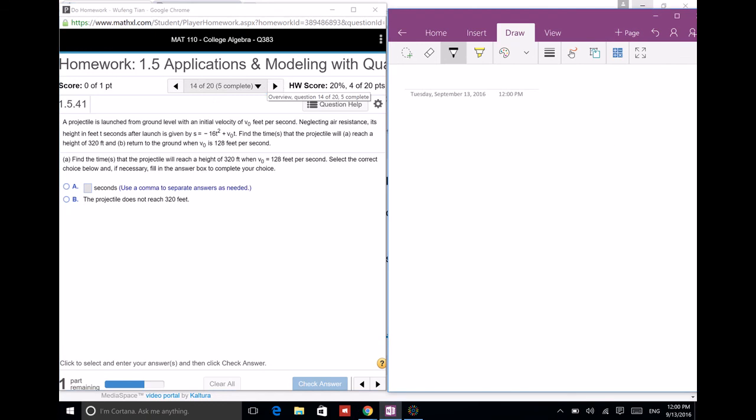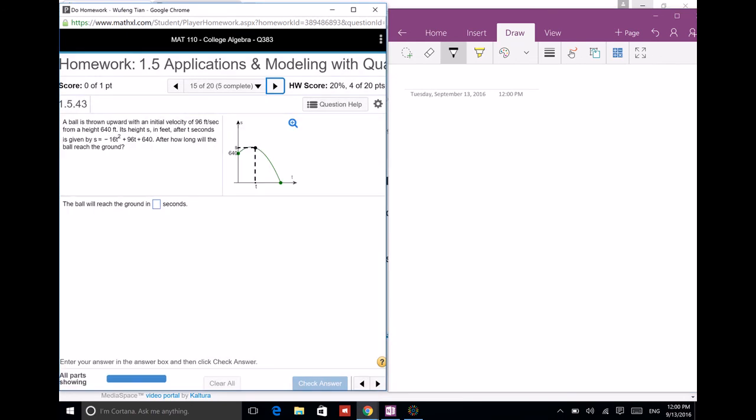Oh, is this the same thing? Yep. Given that the height is 320 and v is 128, we just plug it in. It's the same thing as the previous one. A ball is thrown upward with an initial velocity of 96 and a height of 640, and this asks how long until it reaches the ground. To reach the ground, the height is going to be 0.